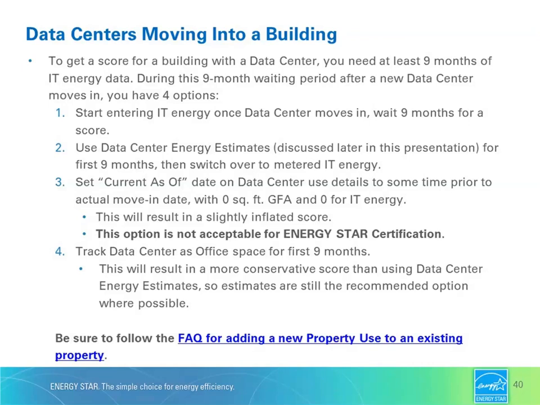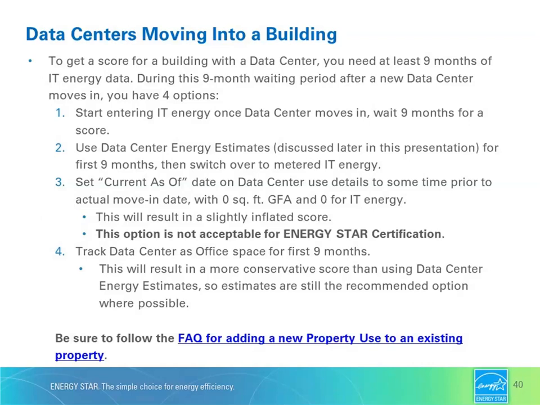The third option is essentially a workaround. What you do is enter your data center as if it had already been around for 9 months. This option is a little more complicated since you need to vary the use details over time. So as an example, let's say you had a data center move into your building on October 1st, 2018. 9 months before October 1st is January 1st, 2018. So when you first add your data center, you'd enter your data center gross floor area as 0 square feet with a current as of date of January 1st, 9 months before it actually moved in. You'd enter IT energy as 0 kilowatt hours for that period of January 1st through September 30th.